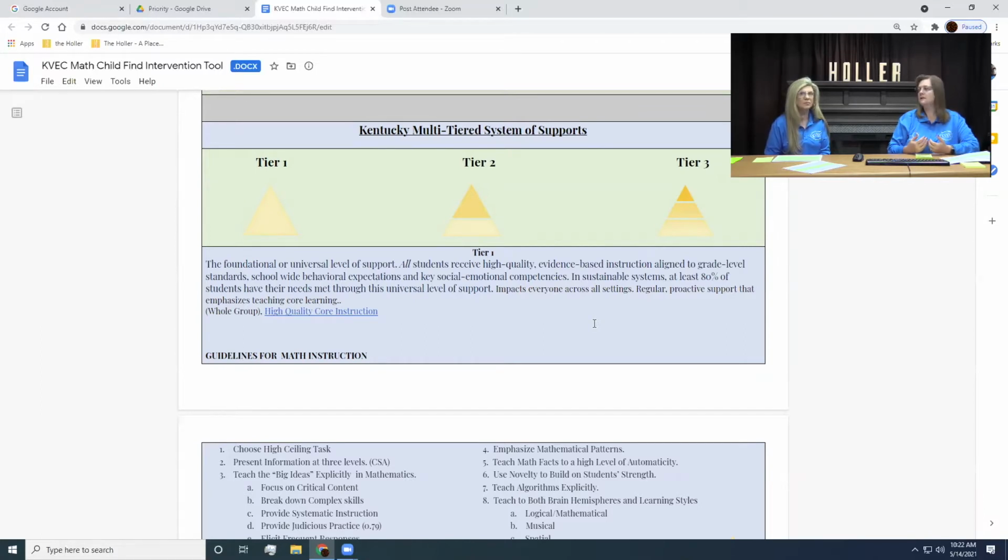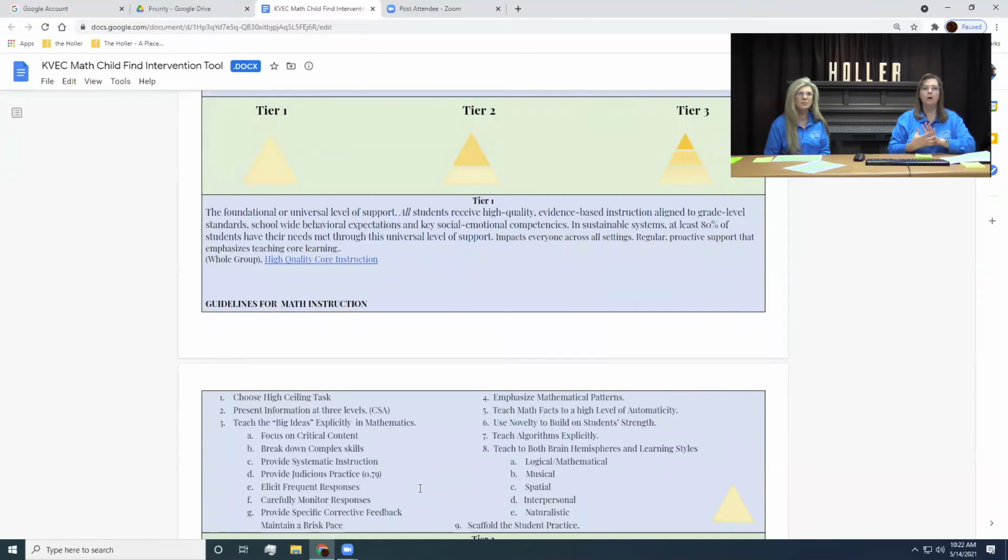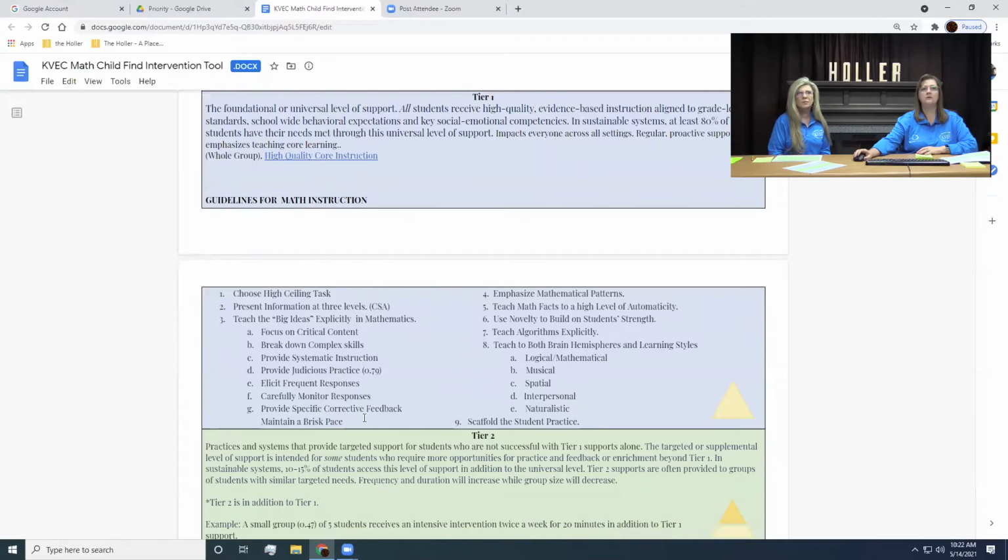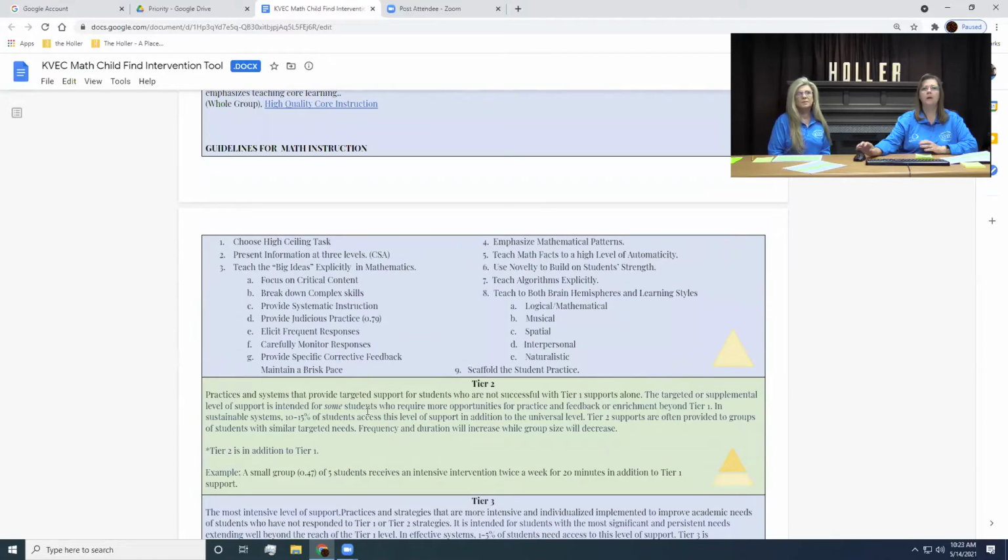They should be using the CSA model. Those students in mathematics, it needs to be very, very rigorous. We need to make sure that we're being explicit in our instructions. That's all that tier 1 that we need. So we've got some things down here for your guidelines for math instruction for tier 1. And of course, that learning styles, making sure you've got all the students' learning styles involved. That's another big one for us.